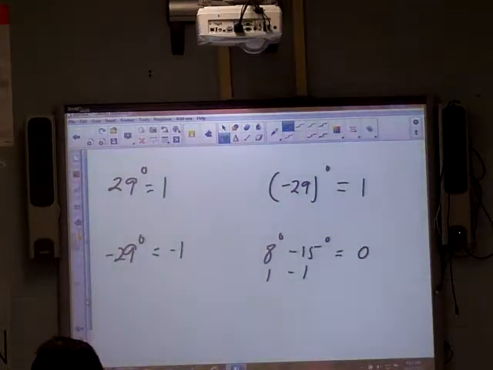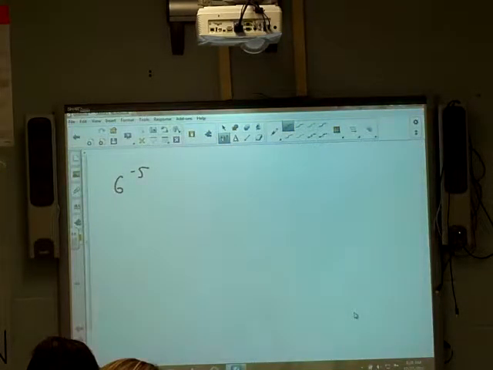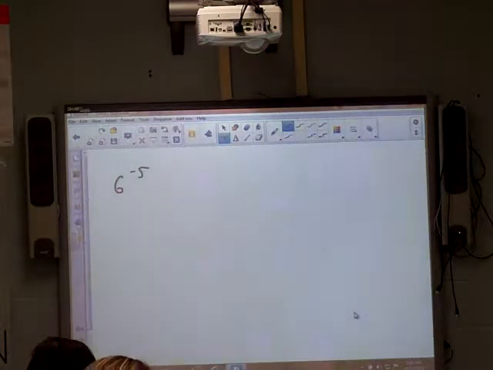All right. Everybody okay? Easy stuff? All right, 6 to the negative 5th. What we're going to do on this, I'm not going to actually evaluate this all the way out, even though we could. We're just going to write this using positive exponents. So we're still going to have an exponent in our answer.